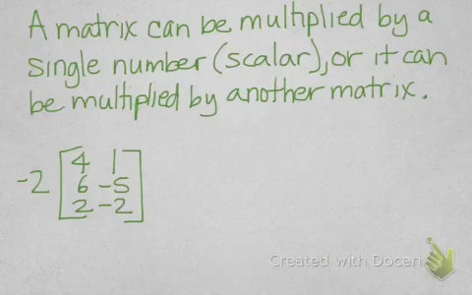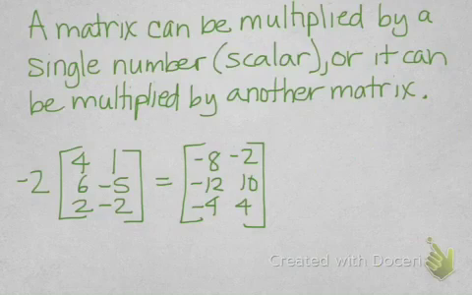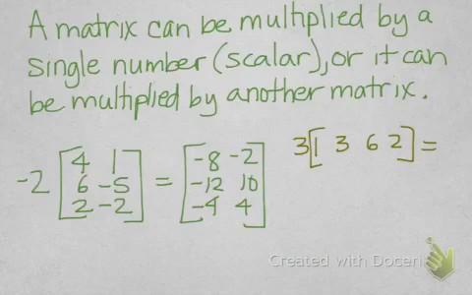So negative 2 times the matrix shown is going to give you the result of, let's go by rows, negative 8, negative 2, negative 12, 10, negative 4, and positive 4. Okay, if I have 3 times the matrix 1, 3, 6, 2, I get 3, 9, 18, and 6.